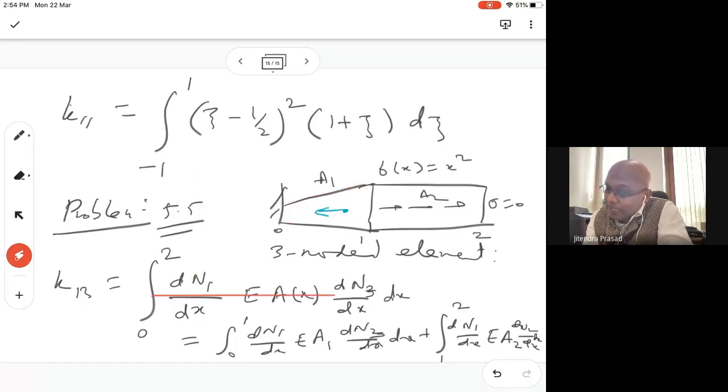Hence you have to divide this into two parts. In one, you are going to integrate only for this one. The other part, you are going to integrate for this one. This is what you have to do.